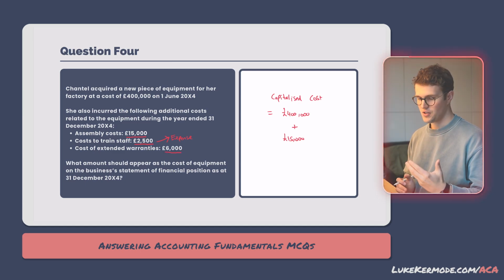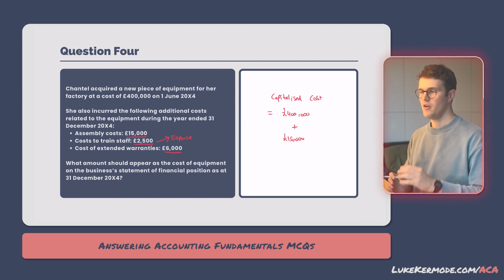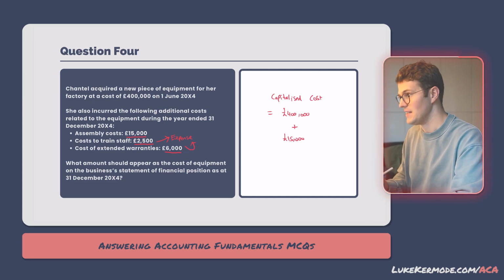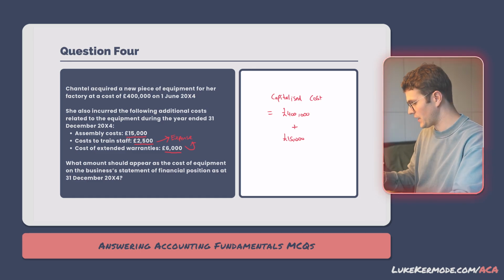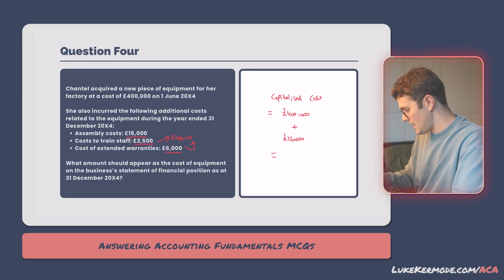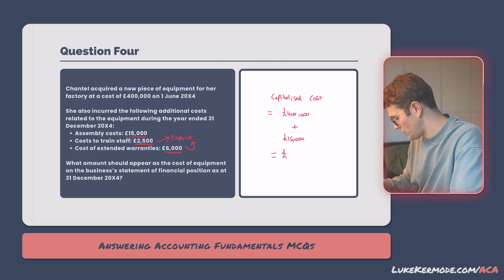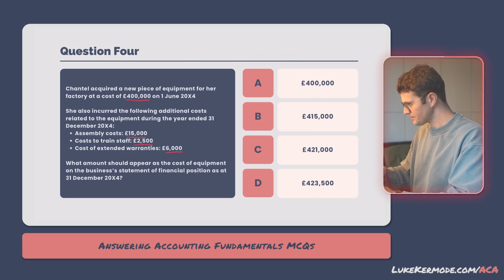Finally, we have the extended warranties of £6,000. And again, these costs don't bring the asset into working condition. They're a type of future protection or insurance, so they also need to be allocated to the expense account, not to the asset's cost. So the total capitalized cost is equal to 400,000 plus 15,000, which equals 415,000. So the correct answer to this question is going to be option B.